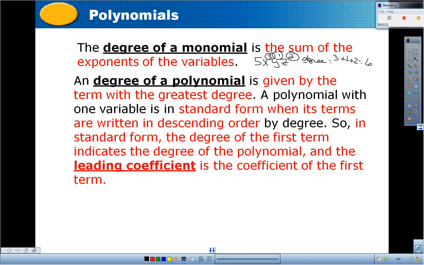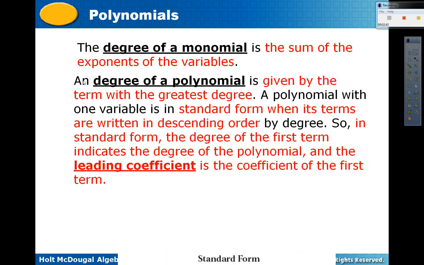A polynomial with one variable is in standard form when its terms are written in descending order by degree. In other words, the degree is going down. So in standard form, the degree of the first term indicates the degree of the polynomial, and the leading coefficient is the coefficient of the first term. For example, if I give you this polynomial, notice that it is in standard form because it's in descending order. The degree of the first monomial term is 3, the degree of the second one is 2, the degree of the next one is 1, and whenever you have a constant, that degree is 0. So the degree of this polynomial is 3, and whatever coefficient is with that degree, in this case 5, that is what we call our lead coefficient.